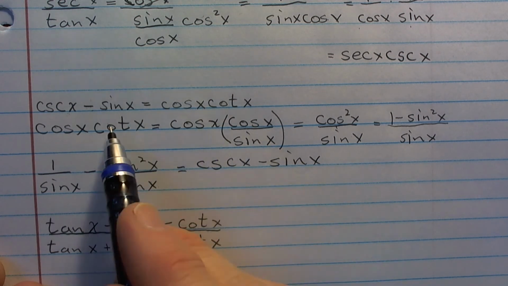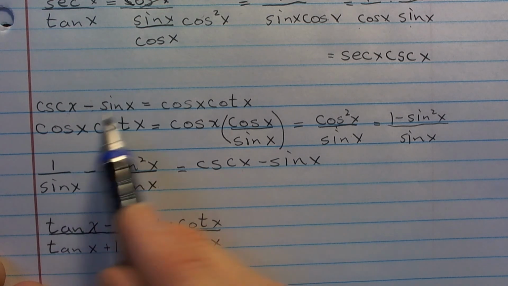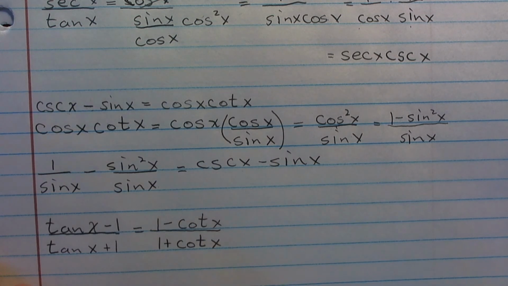So we started here and we went through this process and we ended up over here. We could have started with this side and made it look like this side, but I just wanted to start with cosine cotangent.